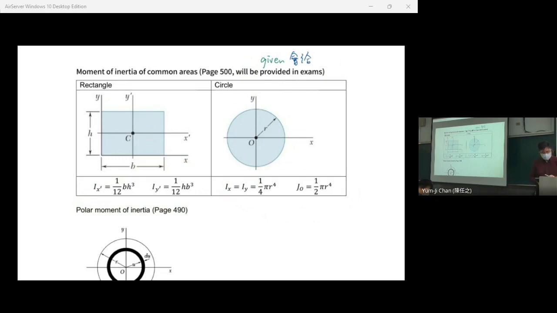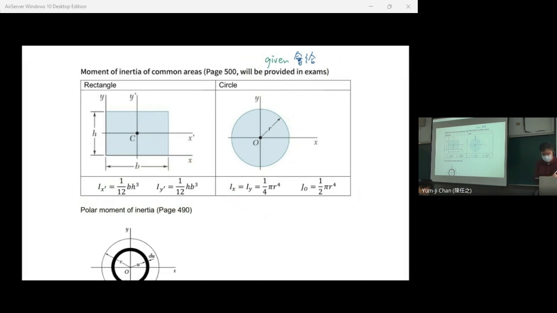Now, for a rectangle, we have Ix prime equal to b h cube over 12, and Iy prime equal to h b cube over 12. So the very first thing: these values are with respect to the centroidal axes.